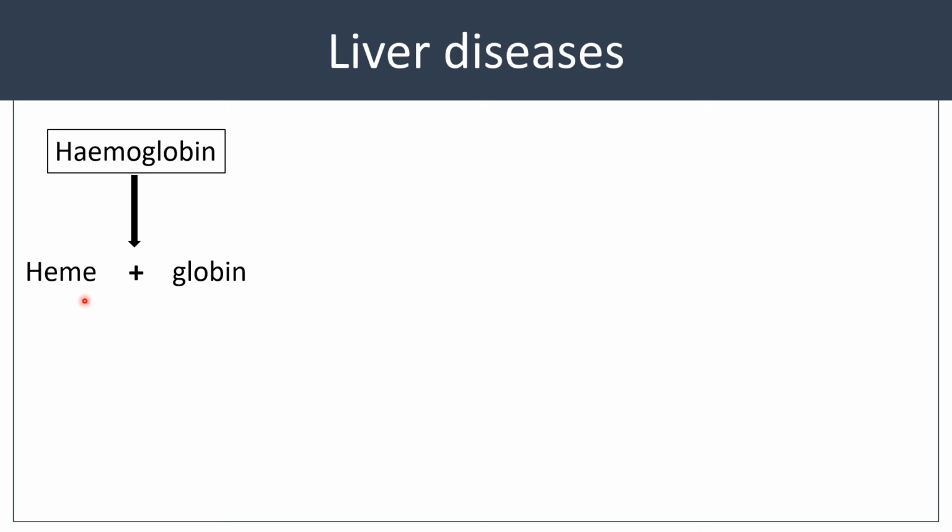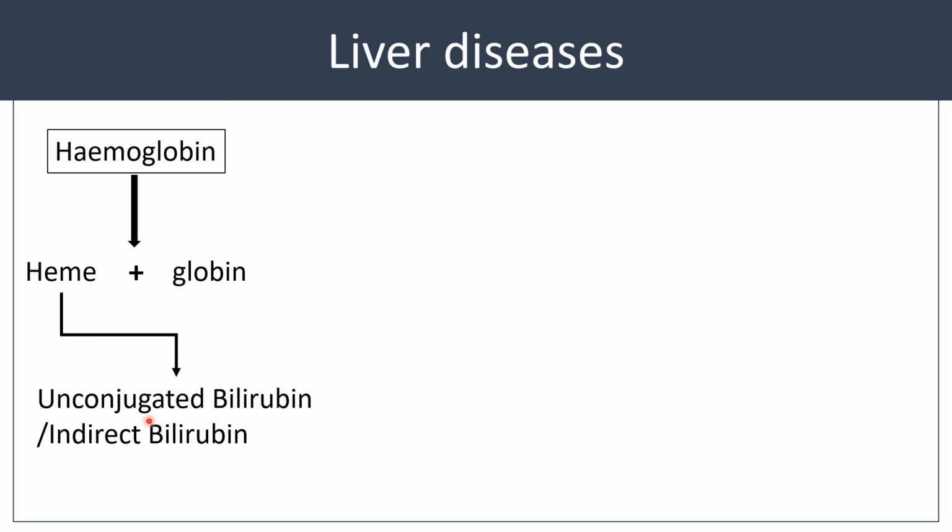This water insoluble bilirubin is called unconjugated bilirubin or indirect bilirubin. Since this bilirubin is water insoluble, it will be transported by albumin to the liver. Since it is water insoluble, it needs a transport vehicle, that is albumin. So albumin is going to transport this unconjugated bilirubin to the liver.